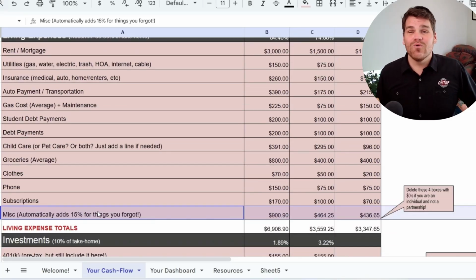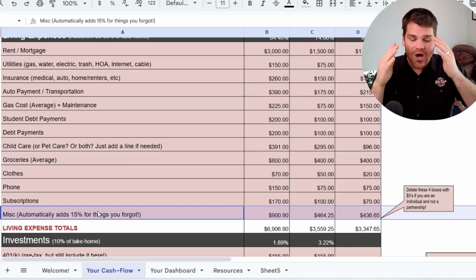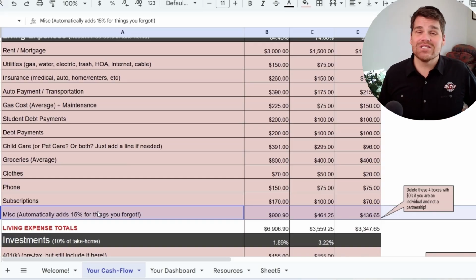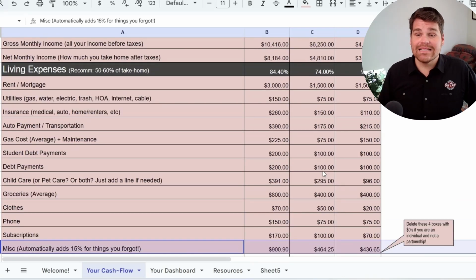If you are somebody whose numbers are dialed, then you are the exception. You may be able to just delete that column altogether. I recommend for many people keeping it because they probably did forget some things when they were filling out this spreadsheet. However, I'm going to leave this as it is.